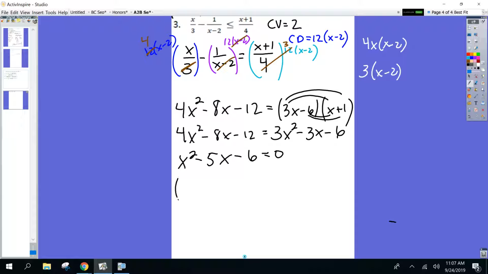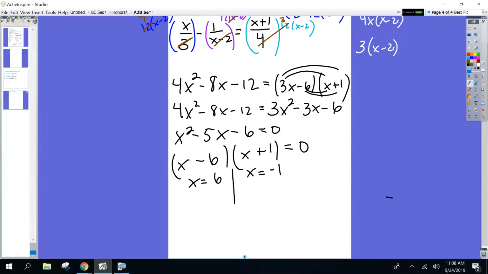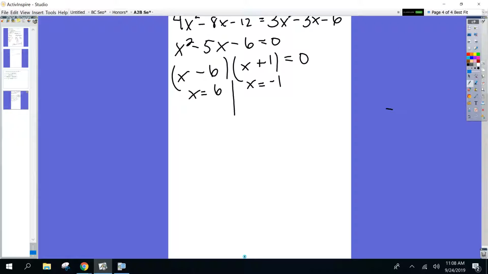All right, look to factor: 2 numbers that multiply to negative 6 but add to negative 5. Minus 6 and plus 1. So I get 2 answers right now: x equals positive 6 and x equals negative 1. Now these become also critical values. So now I have not only the 2, but now I got the 6 and the negative 1. Not my answer, no.